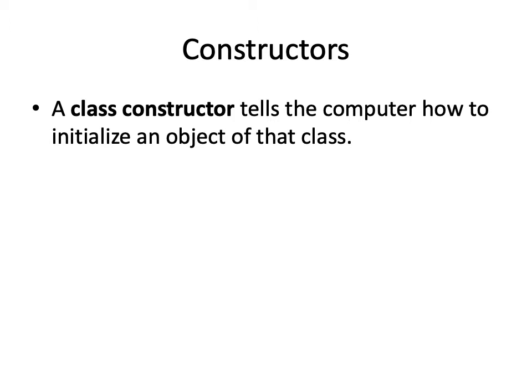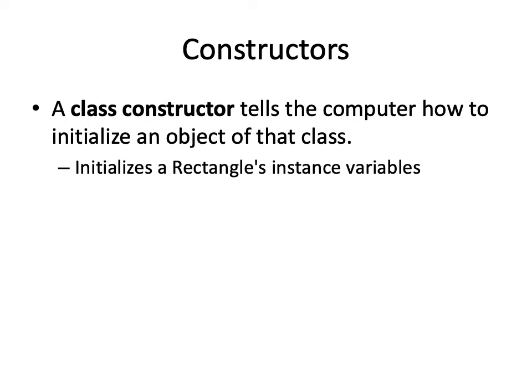Last time I briefly mentioned what a constructor is. Let's talk about it more in some detail here. A class constructor tells the computer how to initialize an object of a given class. So if I have a vector object, then a vector class will have a class constructor that says, here's how you build a vector. It would set the initial size of the vector, it would set the initial data of the vector, and any other instance variables or data members contained in that class, it would initialize them appropriately. So the rectangle constructor will initialize all of the instance variables or data members of the rectangle class.